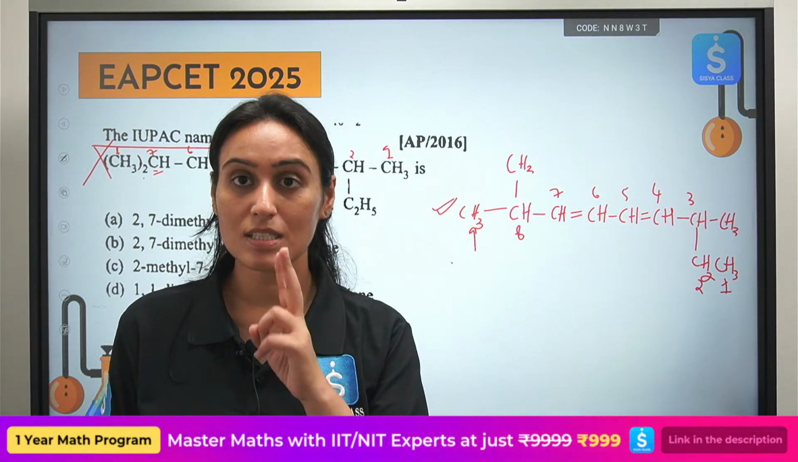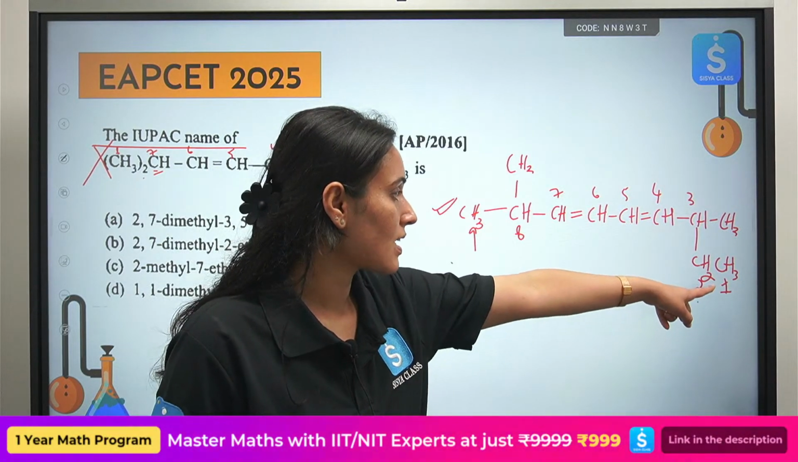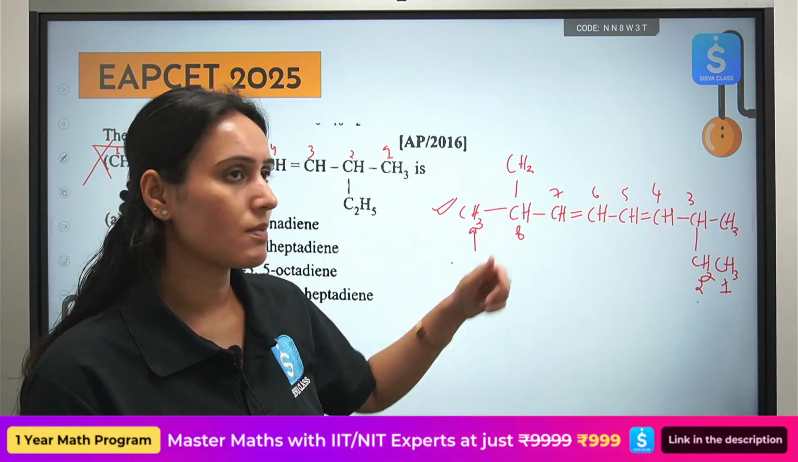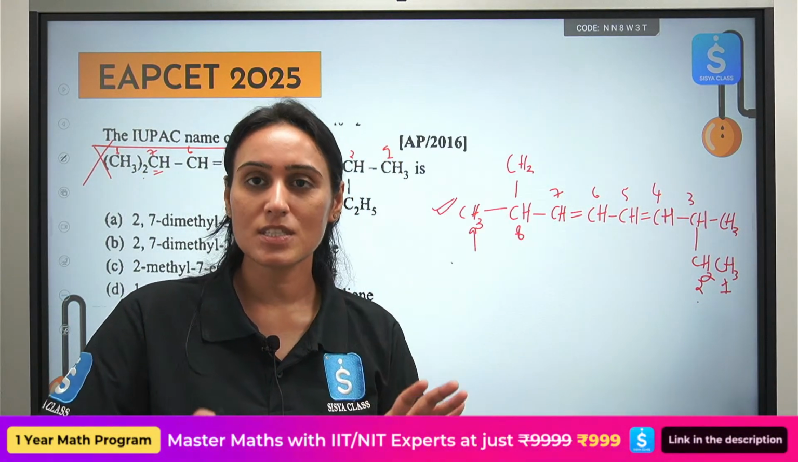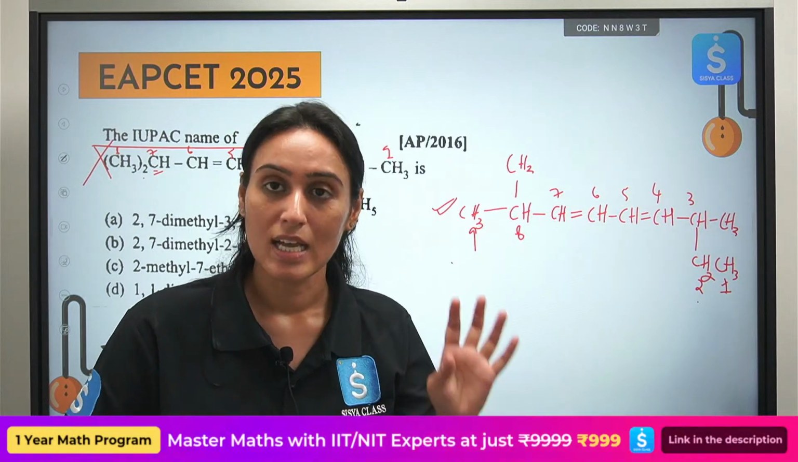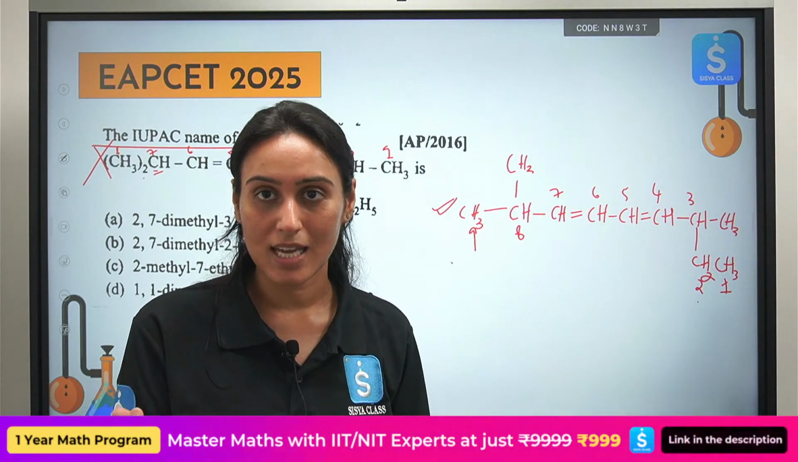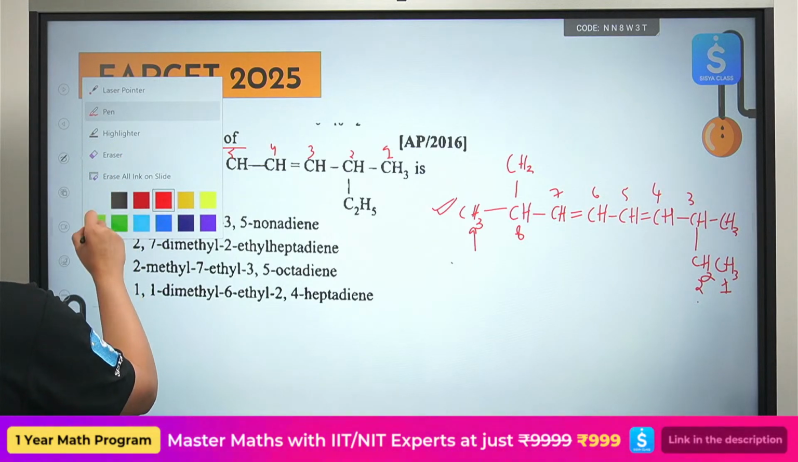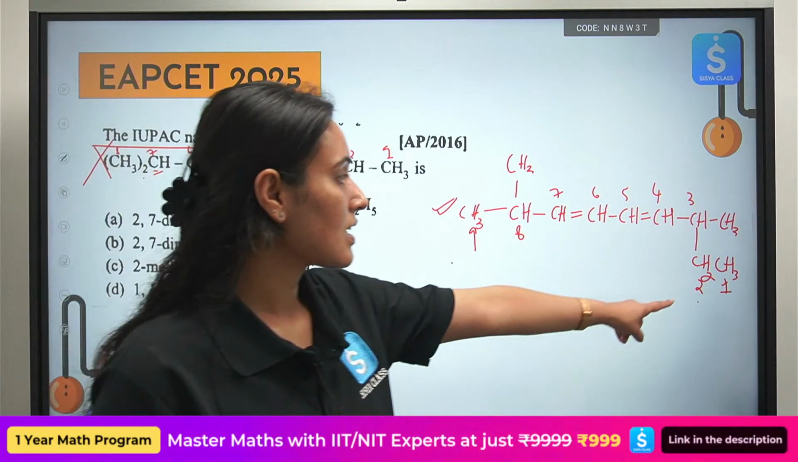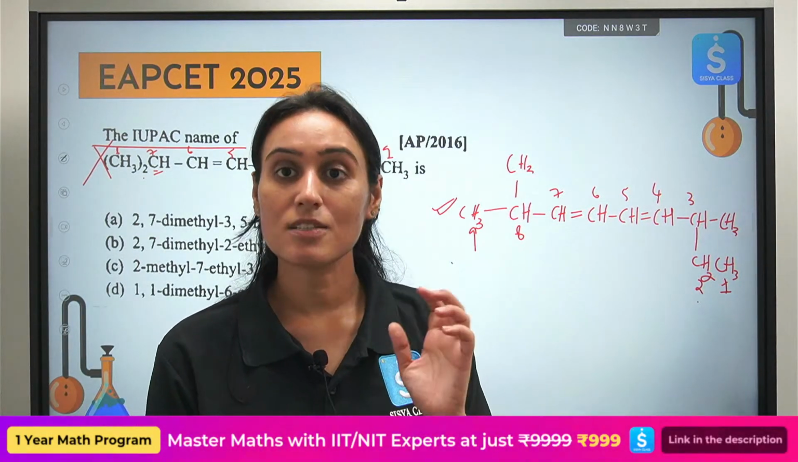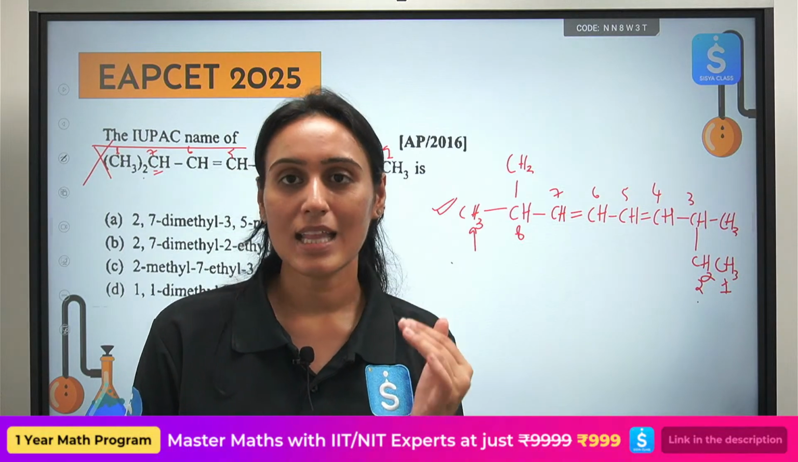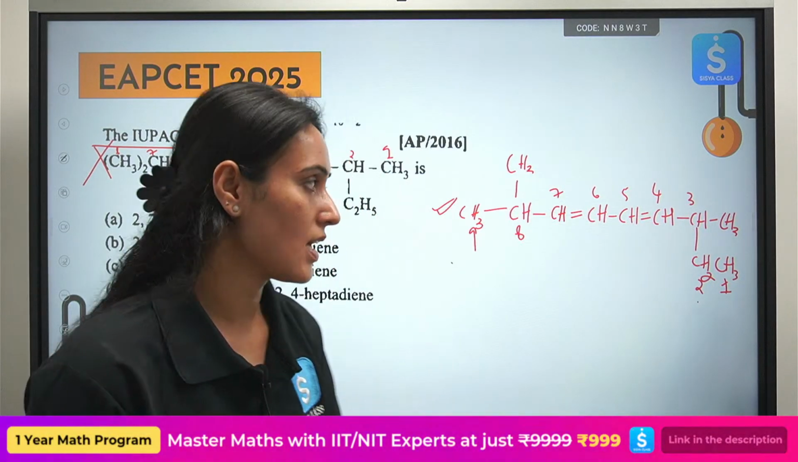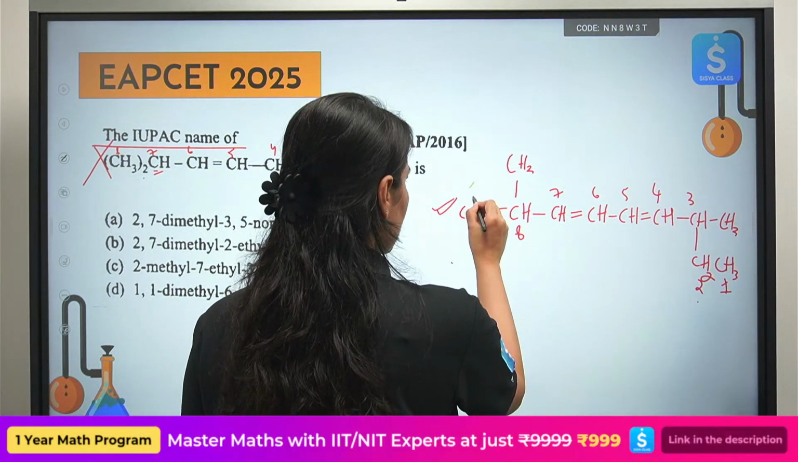Now the second question that you may ask: why am I starting the numbering from this side? Why not from here? Let's see which one is correct. I'm just telling you which one is our parent chain. The numbering part we will decide now. I will do the numbering with a different color so that you can differentiate. I have done the numbering from the right hand side. Let's do the numbering from the left hand side and then we will decide which one is correct. Okay, so now I am doing the numbering from this side.